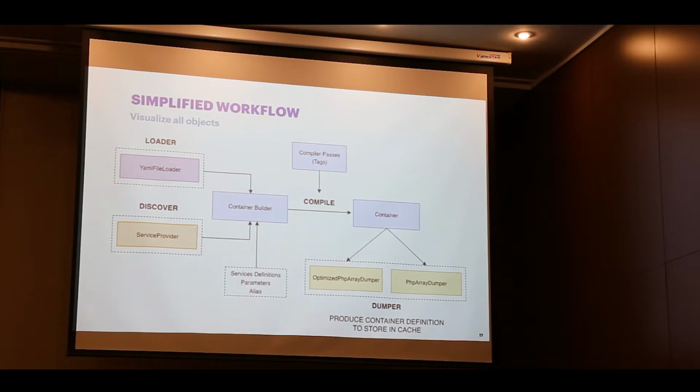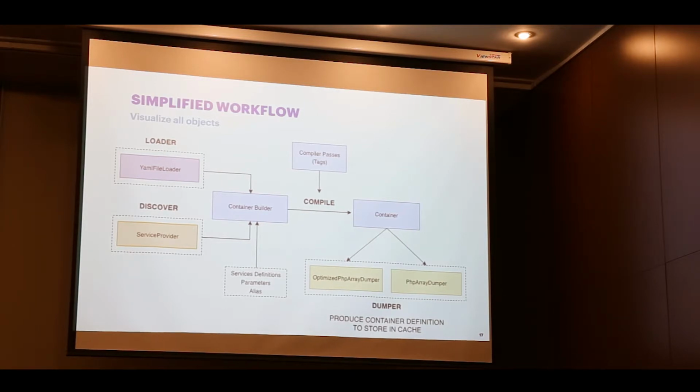After, service definitions, parameters, aliases are created, namespaces are registered, and a lot of things. And the container builder calls a method, compile. This compile method applies all compiler classes previously declared in your service provider, or from the tags you have defined inside your YAML, events for example. The result of the compile creates the container, your dependency injection container, and this container is actually just an object.